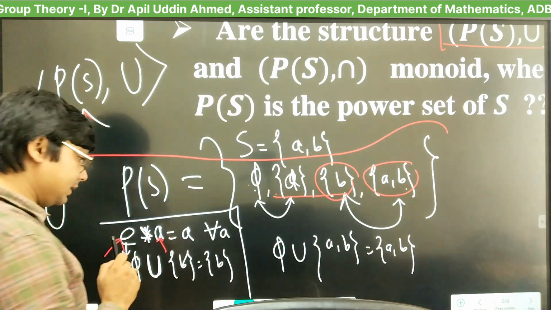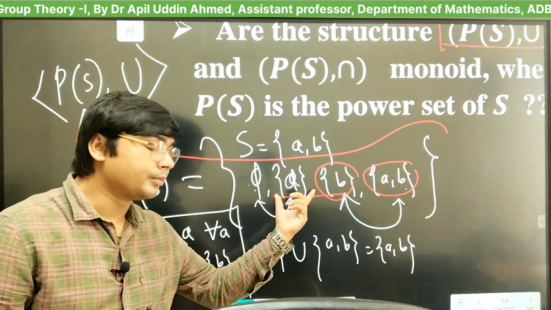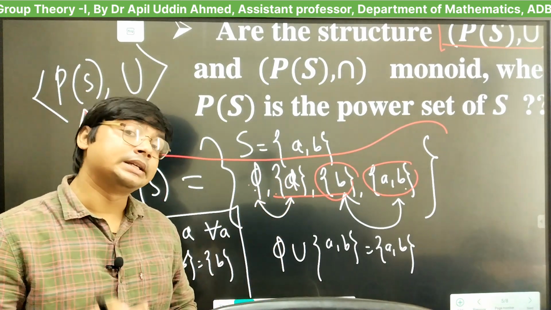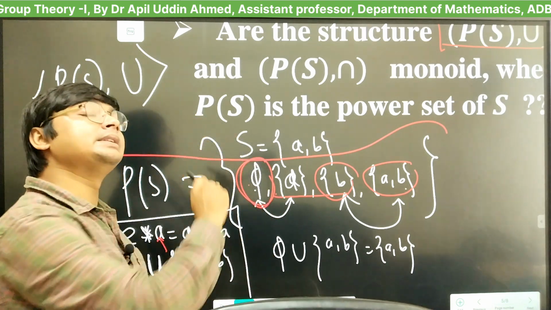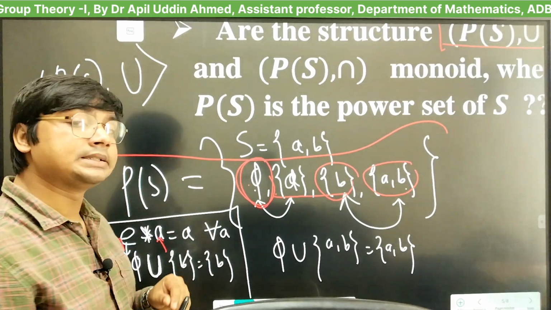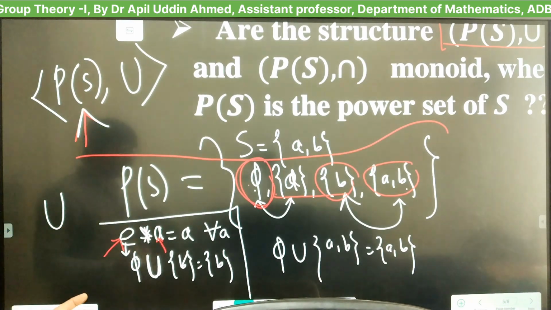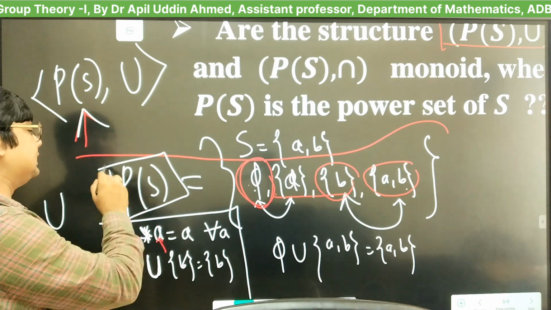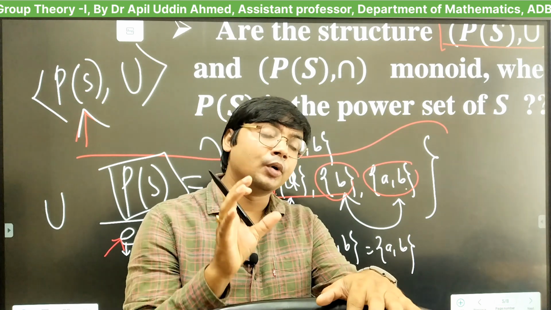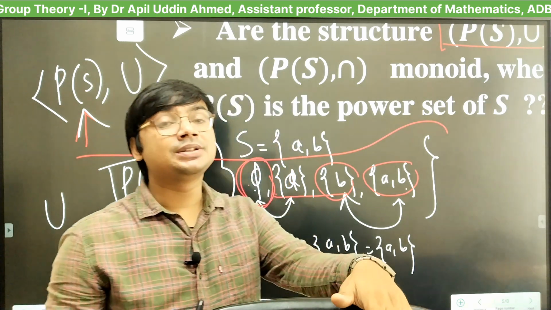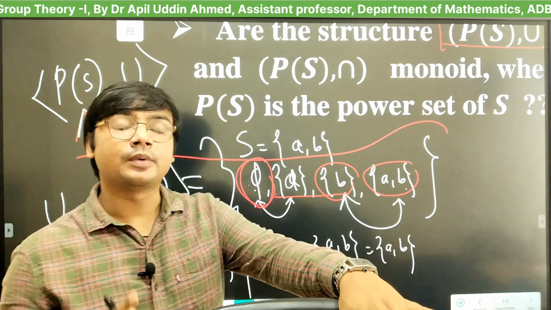So if you take the union of any element from here with this phi, we get that element. That means phi is the identity element of the power set with respect to the operation union. That means the power set, or collection of all the subsets, forms a monoid with respect to union.